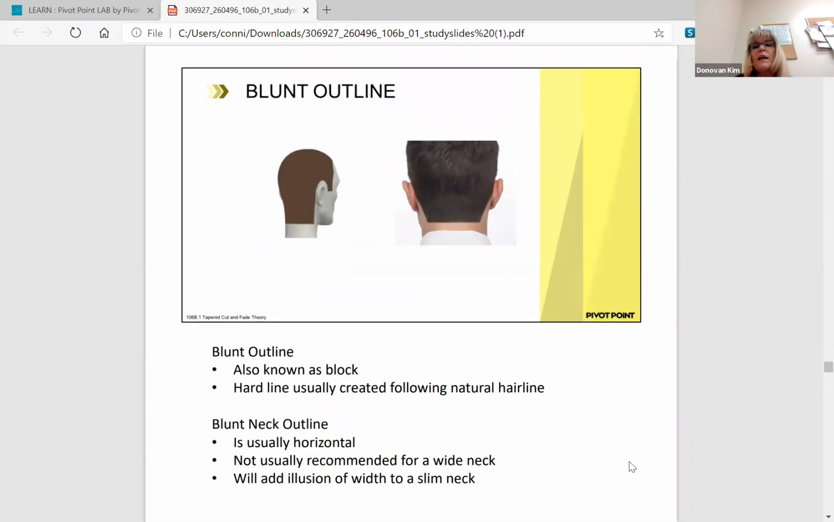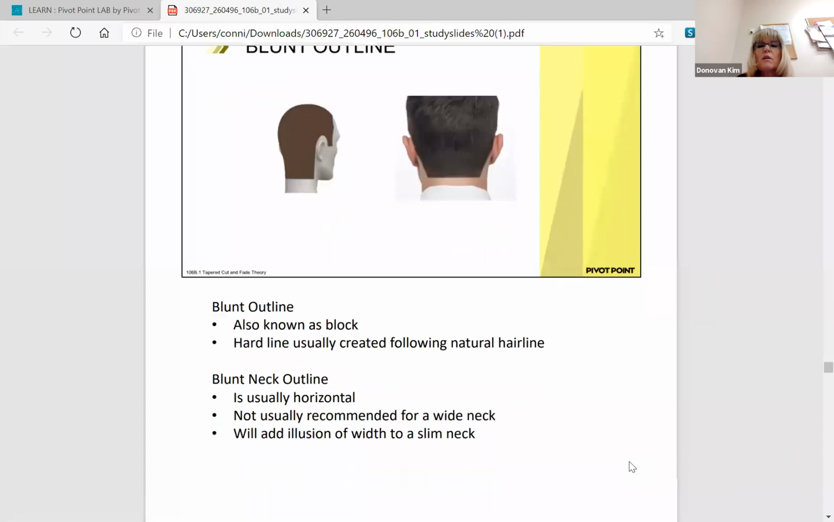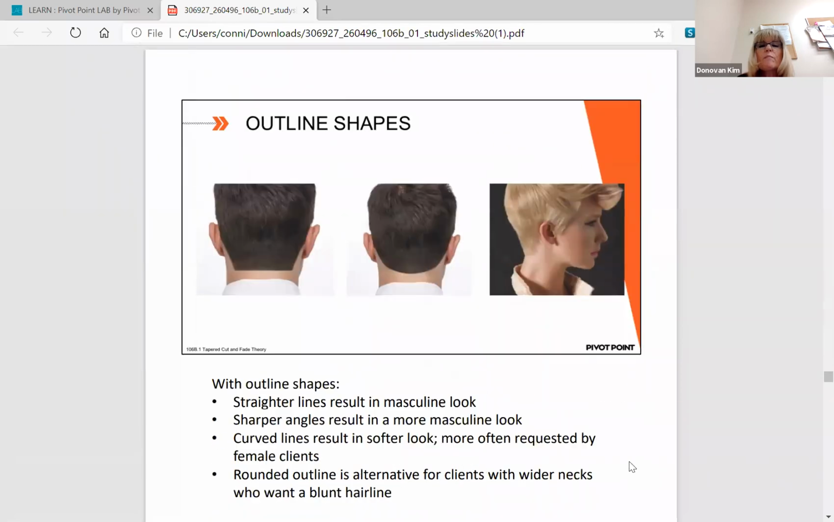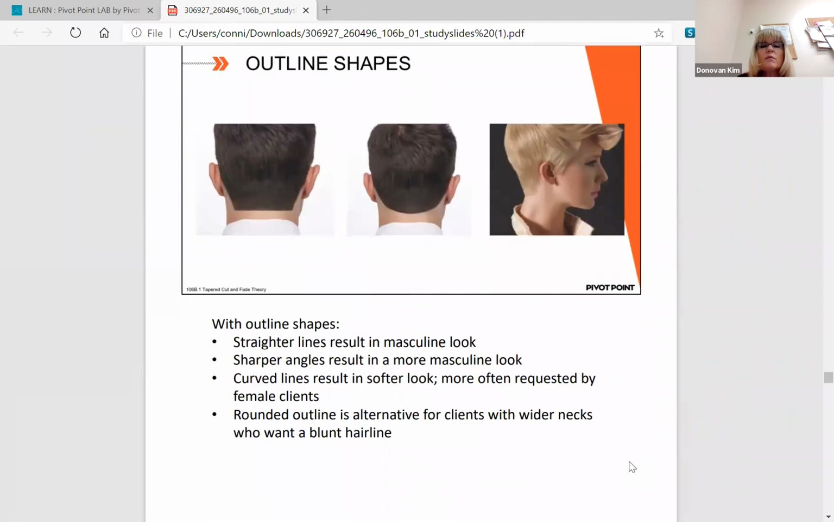Now, when someone says they want a rounded neckline, what you want to do is cut it straight across the back like that. But when you get to those corners, instead of having a square corner, round the corner. Okay. So with irregular shapes, straighter lines and sharper angles give a masculine look, curved lines soften it up, and a rounded outline is an alternative for clients who want a blunt hairline. You could round it.